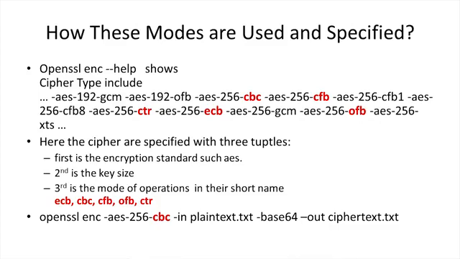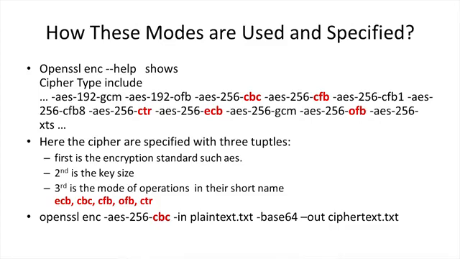The last command shown in this viewgraph shows how a plaintext file is encrypted with this cipher type and saved in base64 mode, using base64 as an option, to the output file ciphertext.txt.